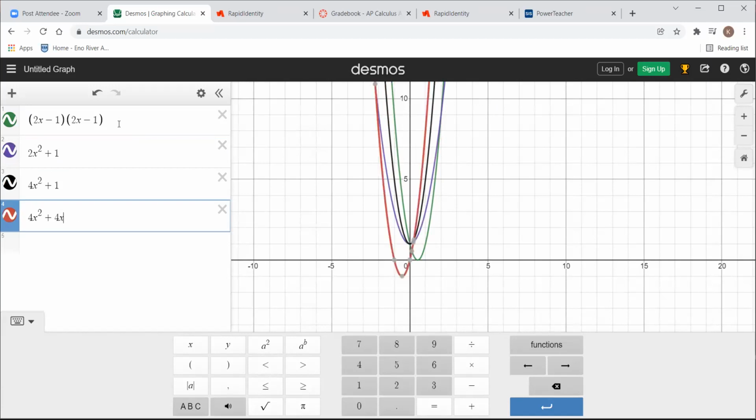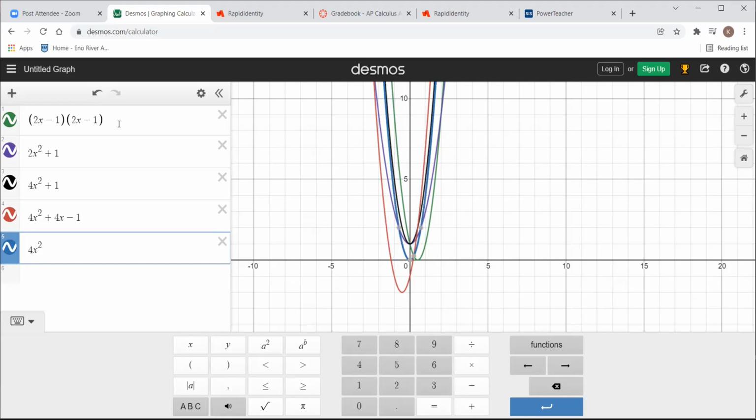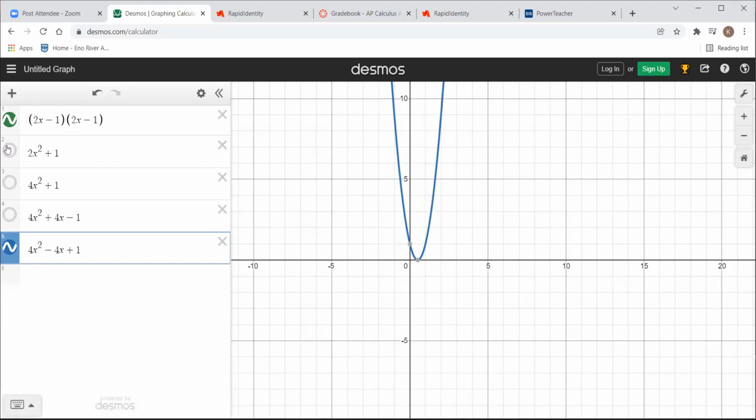Oh, that was minus 1. Minus 1. Nope. 4x squared plus 4x minus 4x plus 1. So it looks like the last one. We'll just make sure. Yep. So it's the last one. So number 107 is D. Okay.